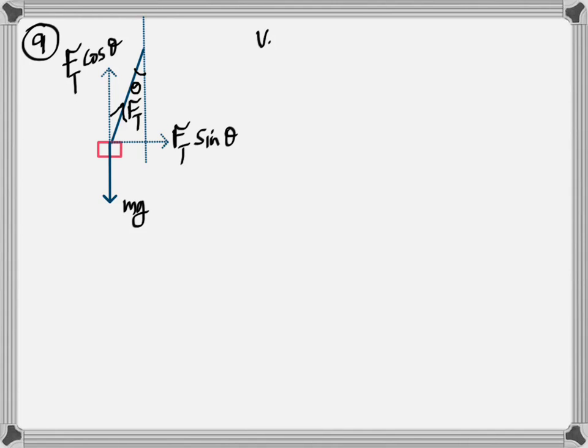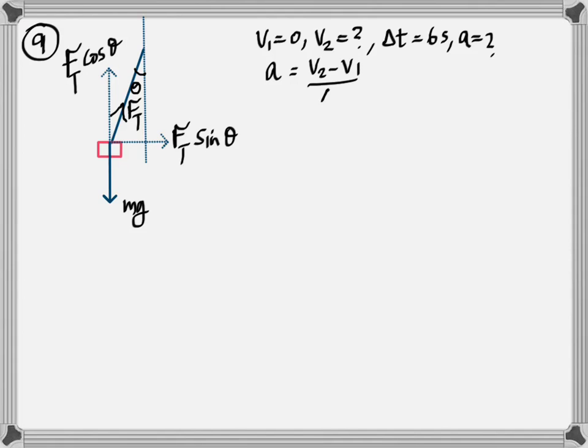In question 9, the string makes an angle theta. The force along the string is Ft, which is resolved into Ft cos theta and Ft sin theta, and the weight is mg. We have to find the final velocity, for which you have to get the acceleration. That's the formula for acceleration. The final velocity is given as 28, and so you can get the acceleration.